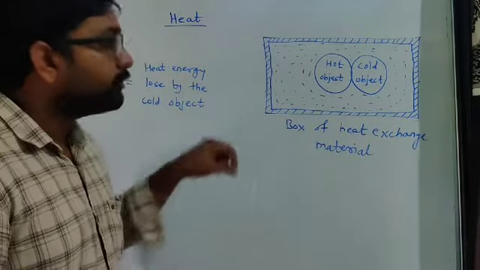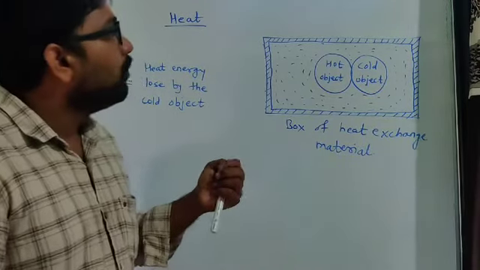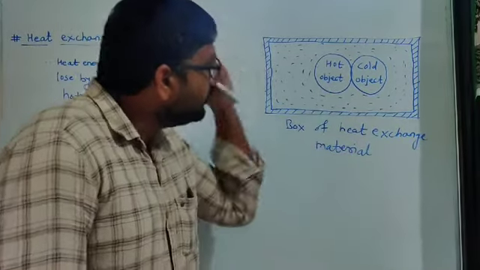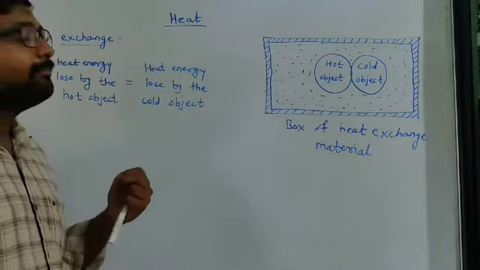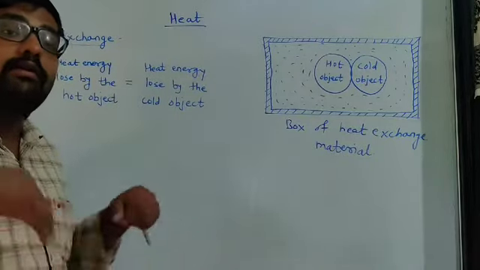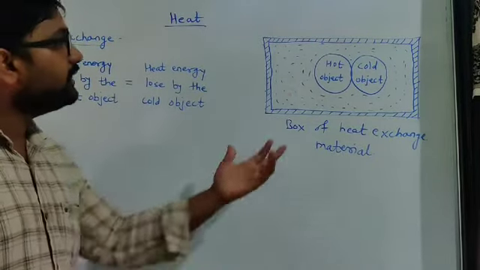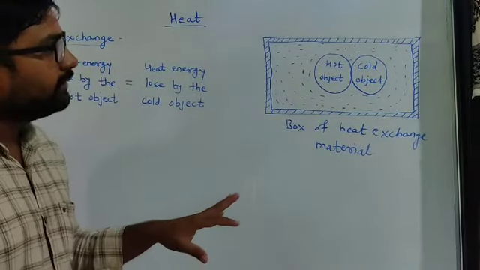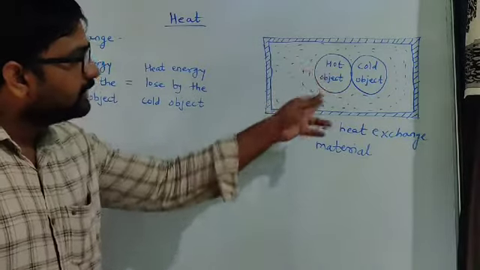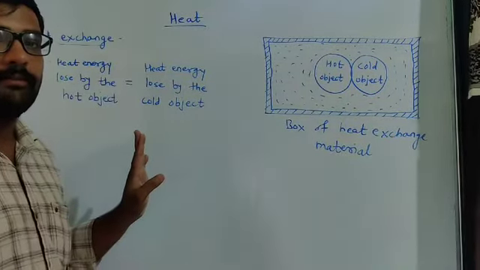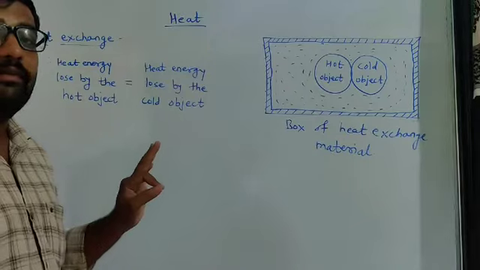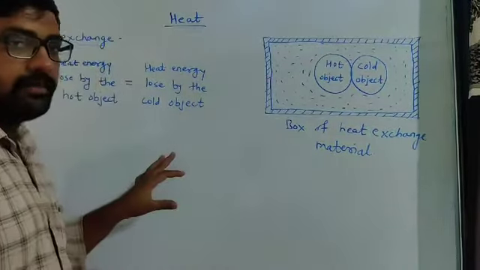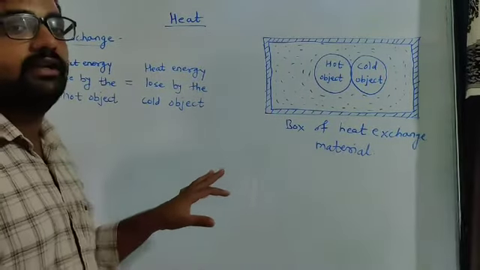Look here, isolated means what? Whatever exchange takes place will be in these two bodies only. These two bodies are apart from all other things. Only these two bodies are in contact. Whatever loss or gain takes place is only between the two bodies. It means the influence of the environment is not present in this system. Such a system is called an isolated system.